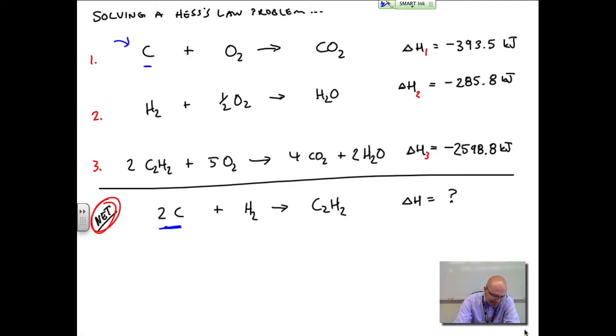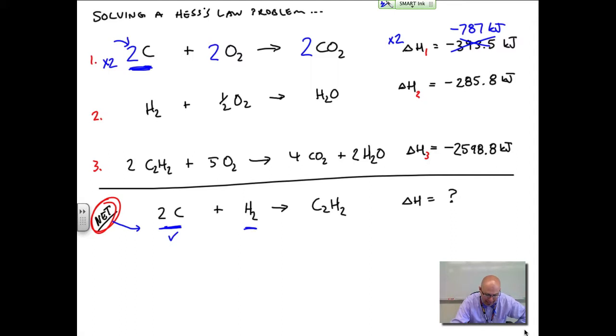So I only have my carbon here. Now my net says that I need 2 of them. Since I need 2 of them and I only have 1 in my first equation, I need to multiply that entire equation by 2. Notice if I do that, I now have 2, 2, and 2. That gives me the 2 that I'm going to need. Hess's law says if you do that to the equation, you must do that to the delta H. So I'm going to go ahead and do that right now. I get negative 787 kilojoules. So that took care of my 2 carbons.